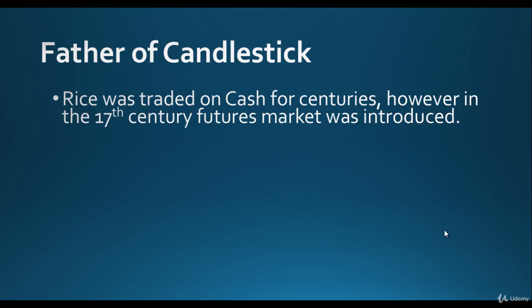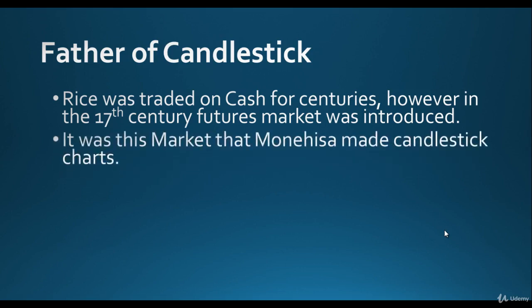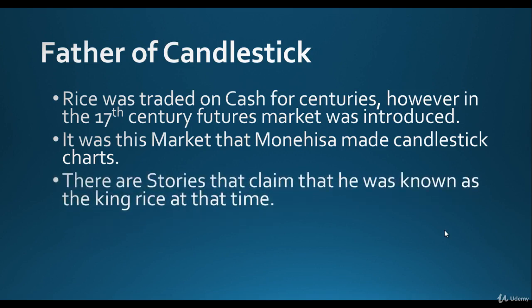And this was the market that made a normal person, a retail investor, the king of the market. It was this market that Munisa made candlestick chart for and really controlled the market, because he would know when what will happen. There are stories that claim that he was known to be the king of rice at that time.